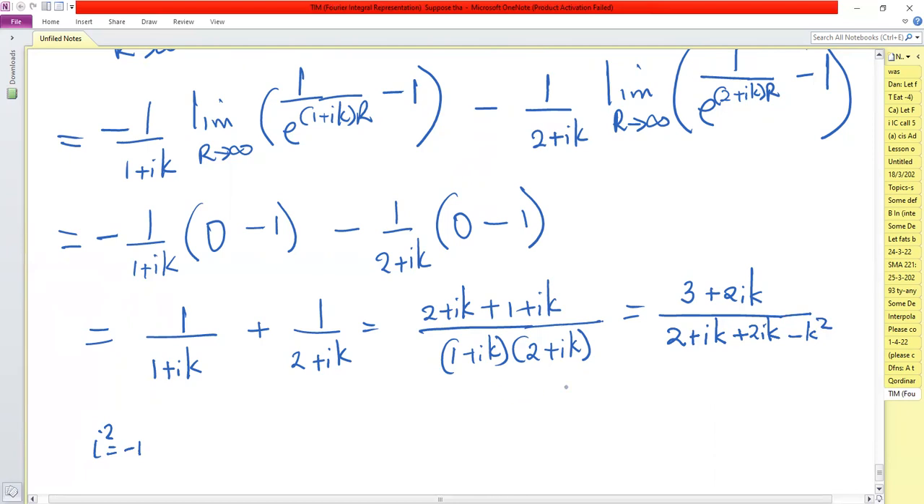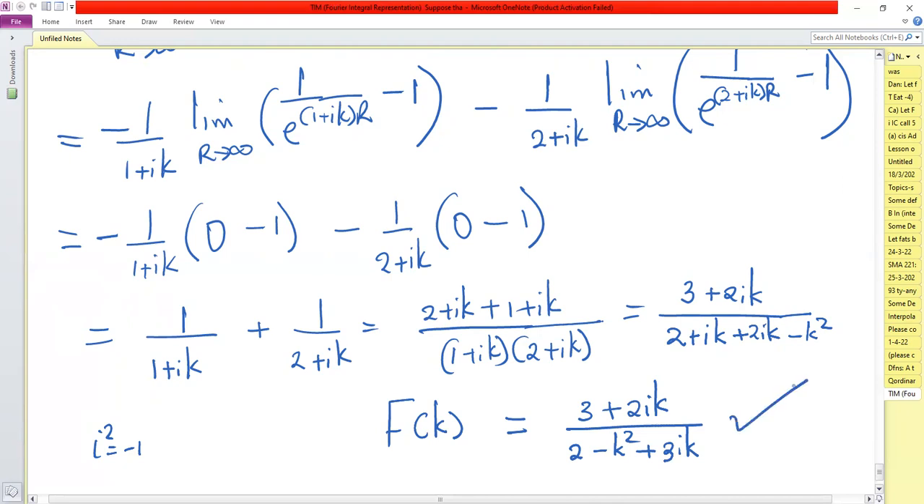So therefore, the Fourier transform will be given by (3+2ik) divided by (2 - k squared + 3ik), because ik plus 2ik is 3ik. So this is the final answer to the given question. Thank you.